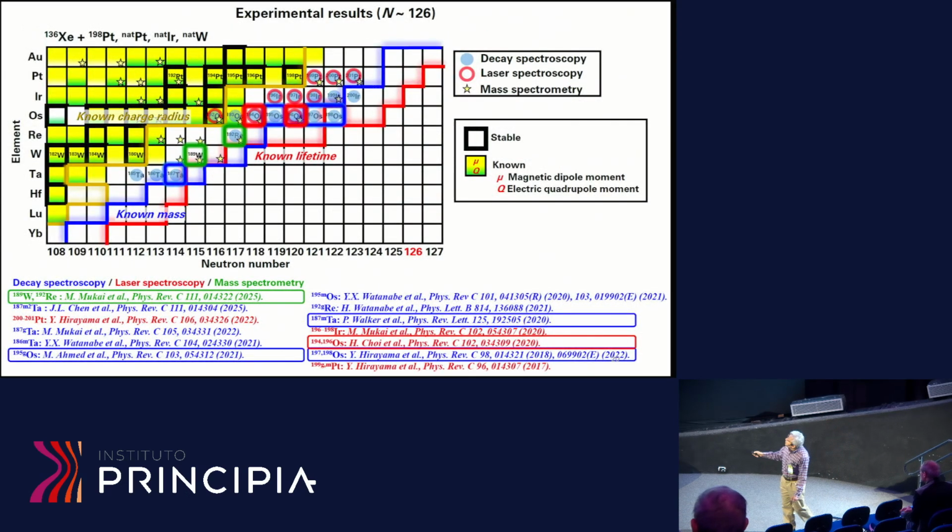Okay, this figure shows the experimental results performed at KISS. The blue and red circles indicate the isotopes we have extracted for the decay and laser spectroscopy respectively, and stars indicate the ions for which we have performed the mass spectrometry. I will show some results highlighted in this figure.